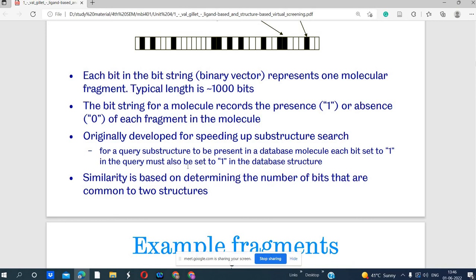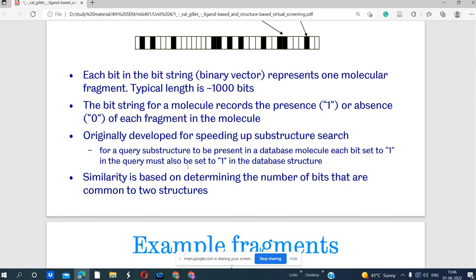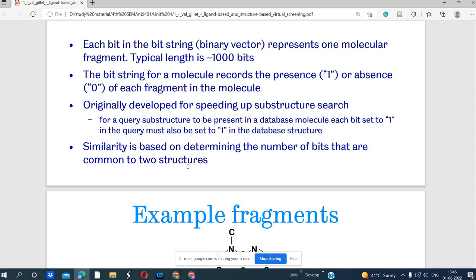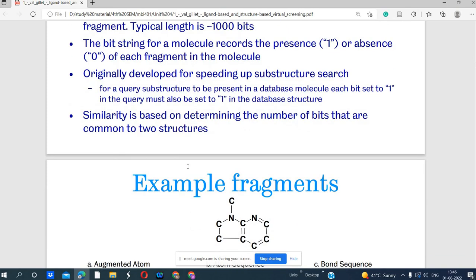Molecular fragment: one will denote the presence. It was originally developed for speeding up substructure searching. So why was it developed? Using this bit formula, the searching becomes easy. It speeds up the searching of substructures.